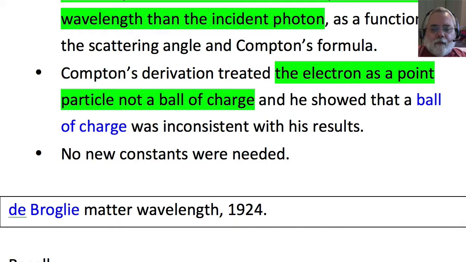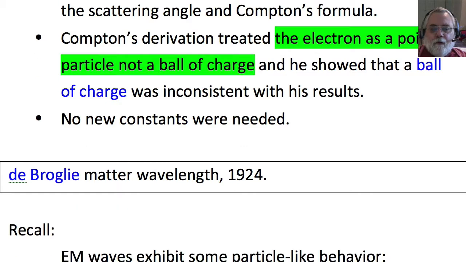The de Broglie matter wavelength, 1924. Louis de Broglie was a French physics PhD student in 1924. Many of us don't speak French, and we probably pronounce his name as Broglie. You will certainly hear some physics professors pronounce it that way, but my understanding is that we should pronounce it as de Broglie. In 1924, he published his PhD thesis, and that is the basis for this material.